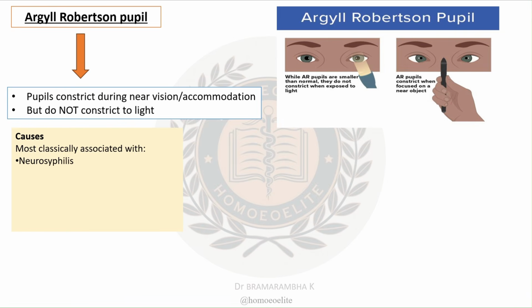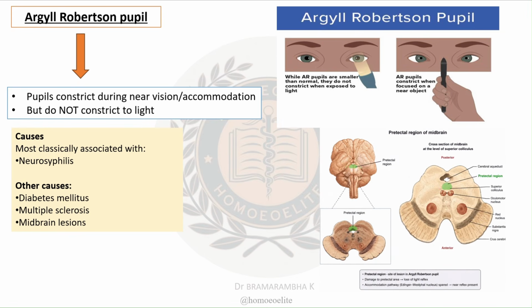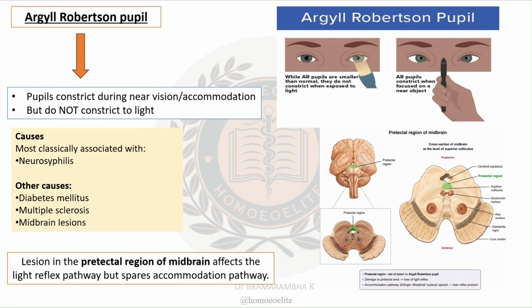The causes are mainly neurosyphilis, and other causes could be diabetes mellitus, multiple sclerosis, and midbrain lesions. So whenever there is a lesion in the midbrain, especially in the pretectal region, this can cause Argyll-Robertson pupil.